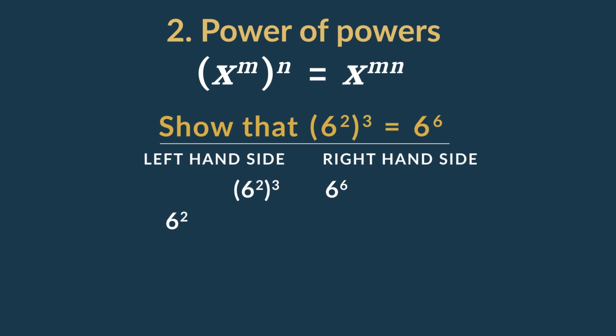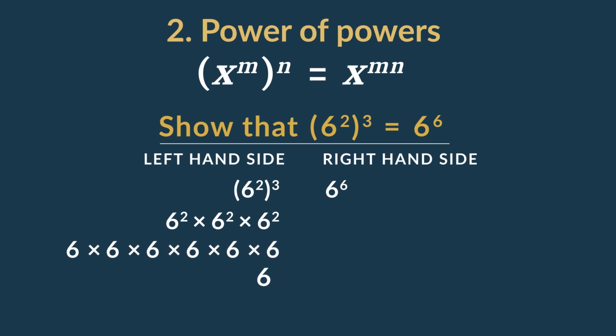6 to the power of 2 times 6 to the power of 2 times 6 to the power of 2. Written out in full, this would be 6 times 6 times 6 times 6 times 6 times 6, which is equal to 6 to the power of 6. And we've shown that this law works.